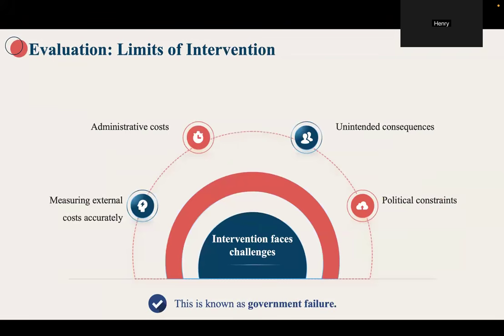However, intervention is not perfect. There are several challenges. One, measuring external costs accurately. It is difficult to quantify real social impact. Two, political constraints. Policies may be influenced by politics rather than efficiency. Three, administrative costs. Implementing policies can be expensive. And four, unintended consequences, which is when policies may create new distortions. So again, we must evaluate both market failure and government failure.